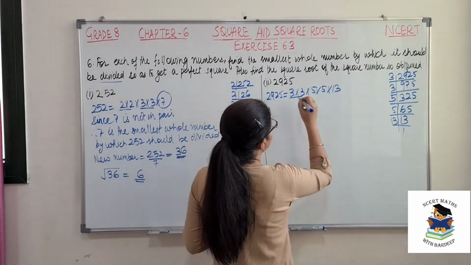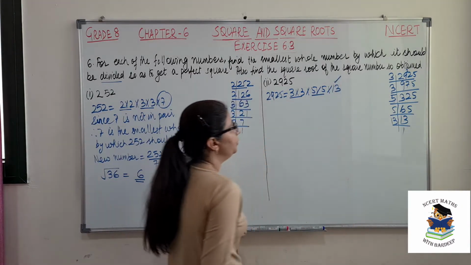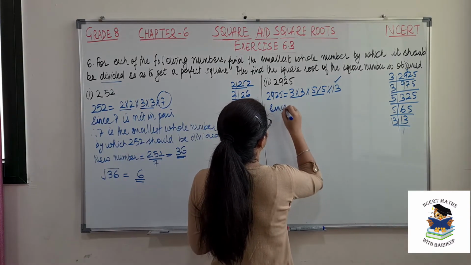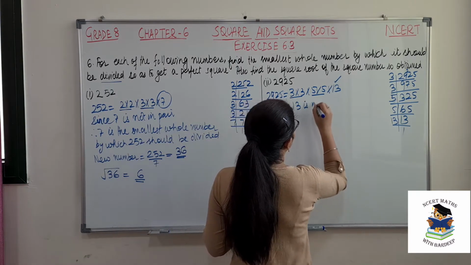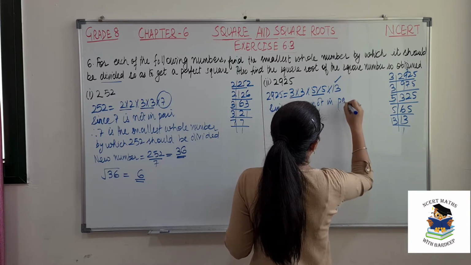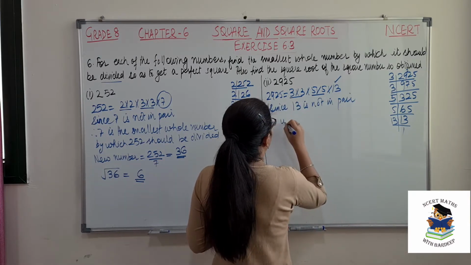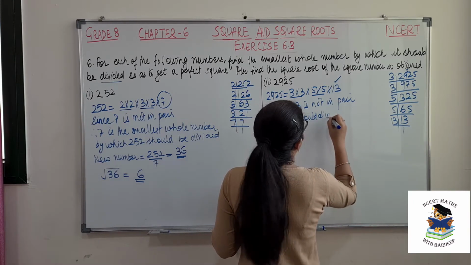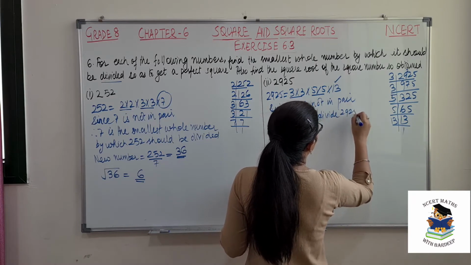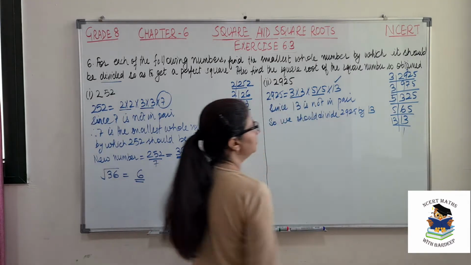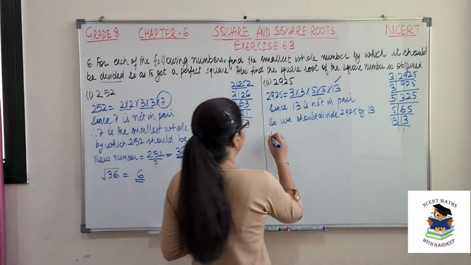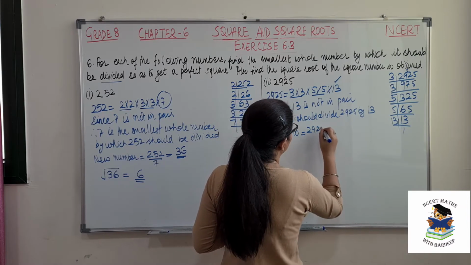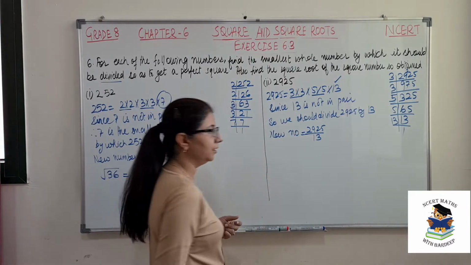Okay, so now these are in pair, so we should divide our number by 13. So we will write: since 13 is not in pair, we should divide 2925 by 13, right? So what will be our new number then? The new number is 2925 divided by 13.